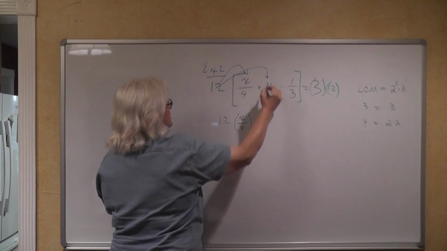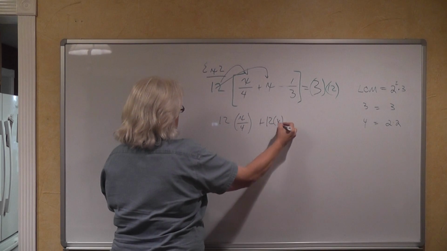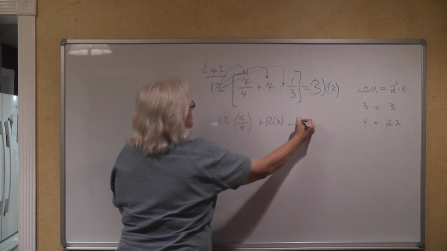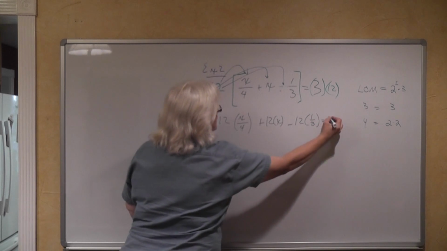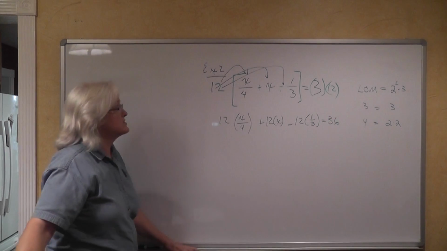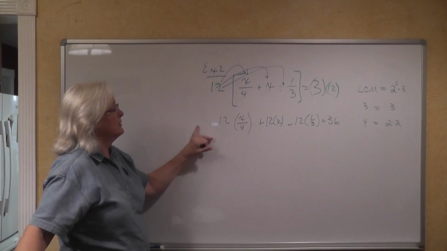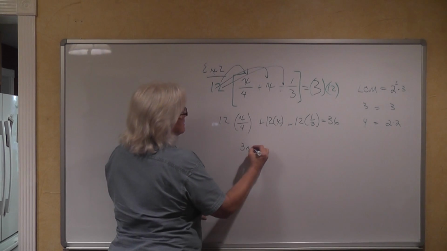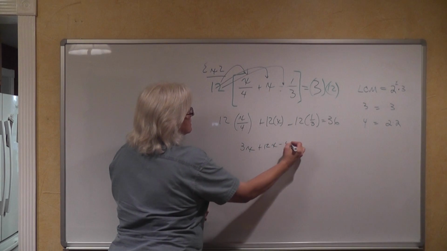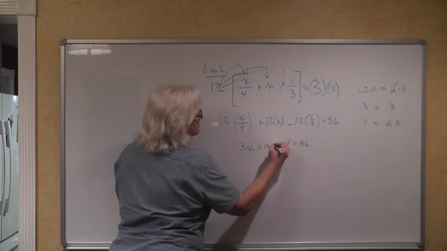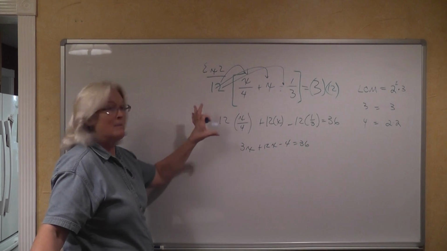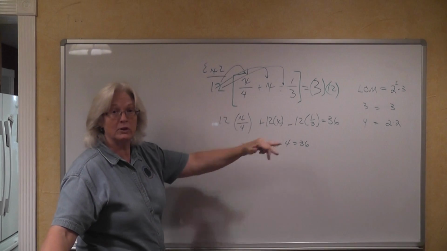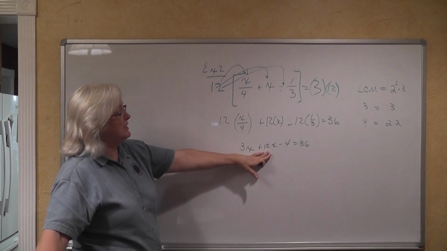Plus 12 times x minus 12 times 1/3 is equal to 36. All I've done is distribute the 12. If you were able to say that 12 times x over 4 would be 3x, plus 12x, minus 4, at this point I'm okay with it, but the math will get a little bit more challenging, so you need to make sure that you can write out your distribution. What do we do now?